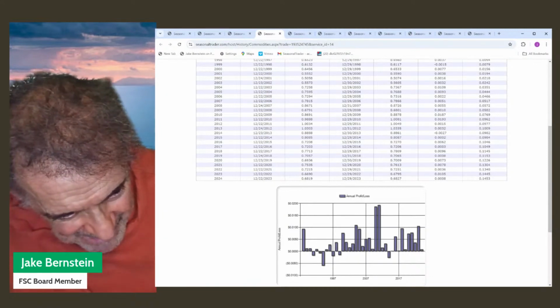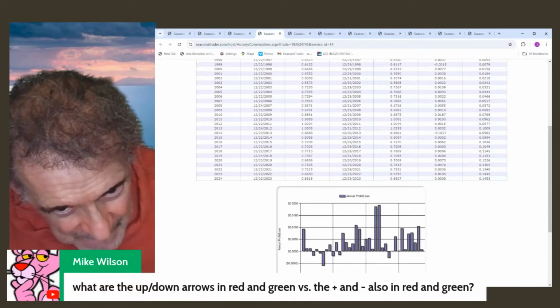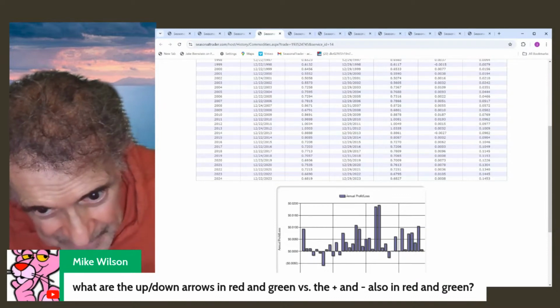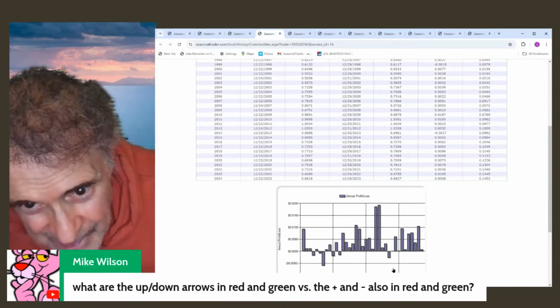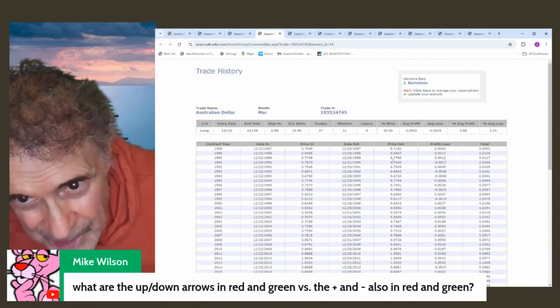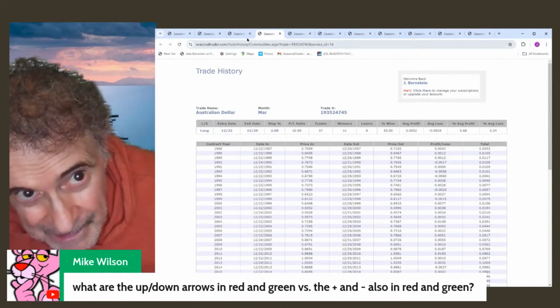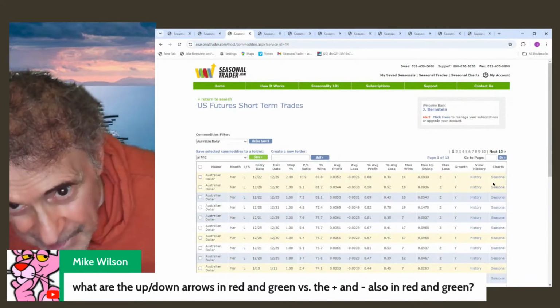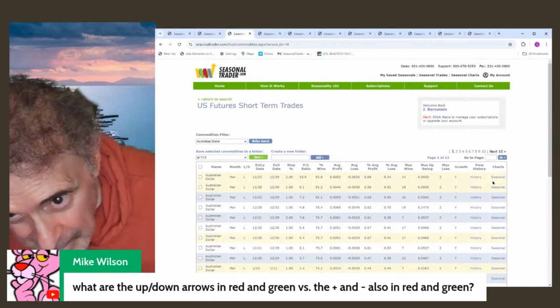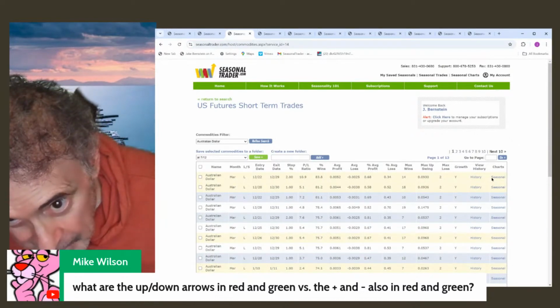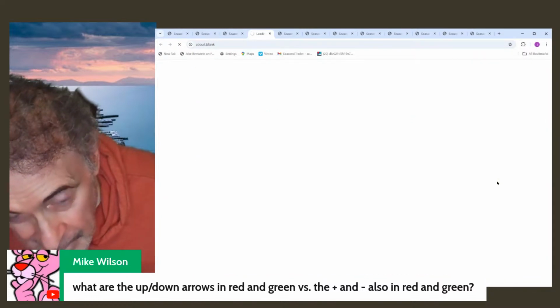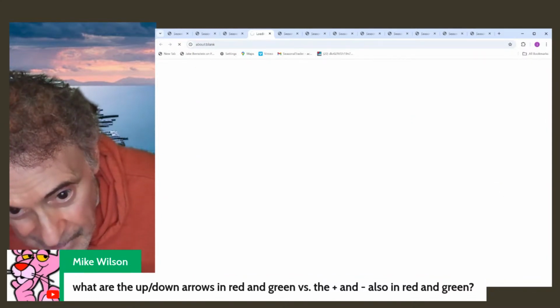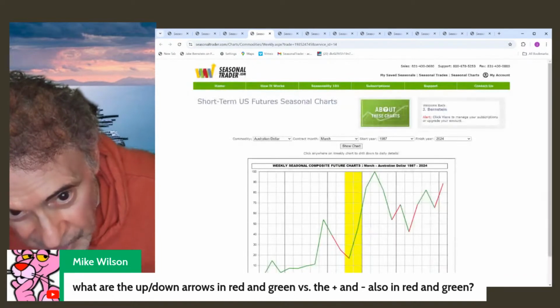One more specific question. What are the up-down arrows in red and green versus the plus and minus, which are also in red and green? Super question. Let me go to a seasonal chart. Here we go. And bring the chart up, and I will explain it. One moment, please. Okay, chart, here we go.